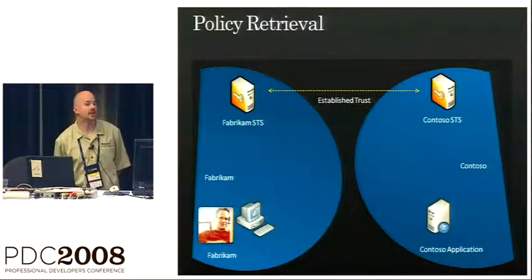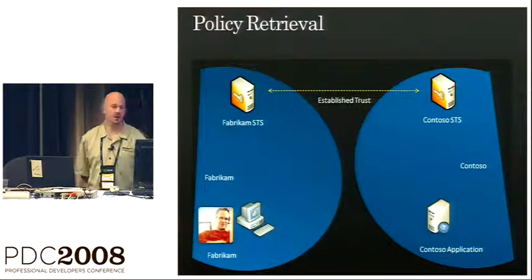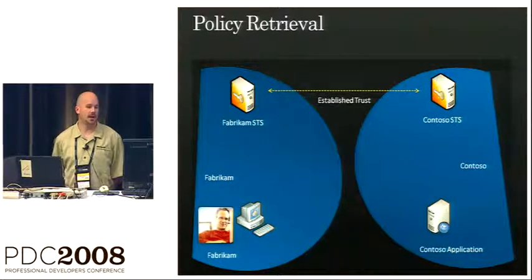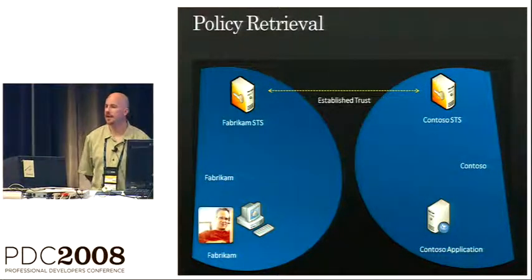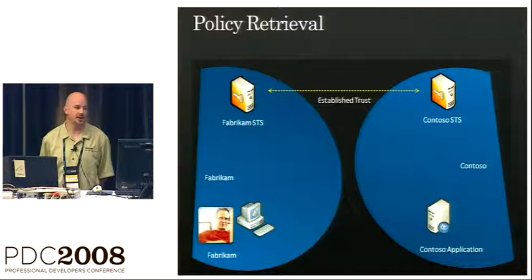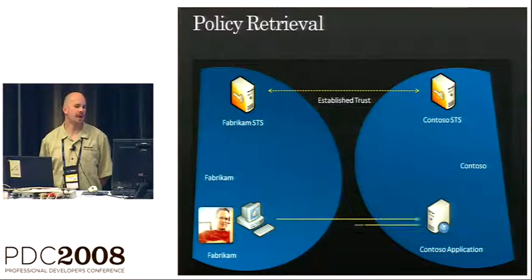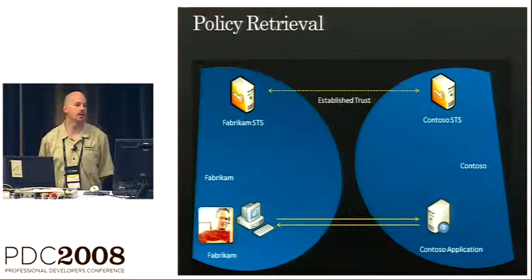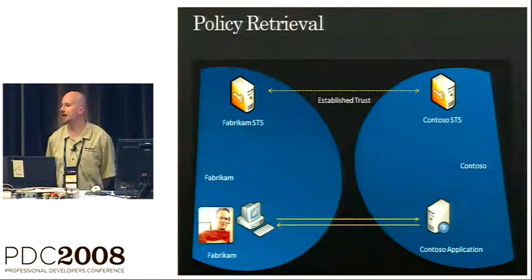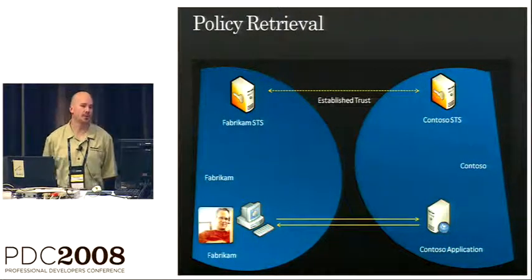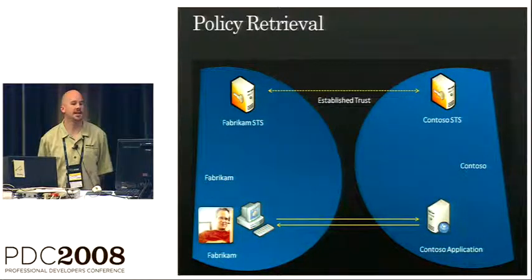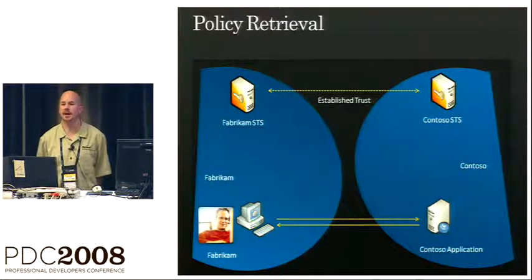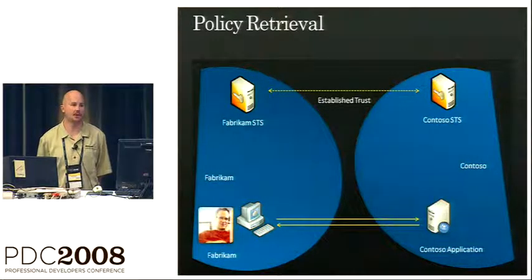On this slide, we've got a user at Fabricam. That's his home realm. He's trying to access an application at Contoso. These are two famous companies. First thing that happens, the user's web browser hits the Contoso application. The Contoso application is going to return the policy, the set of requirements that describe the kind of token that the Contoso application needs in order to authenticate that user. It's also going to contain a reference to the STS from which it will accept that said token.